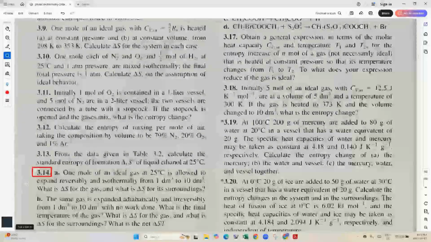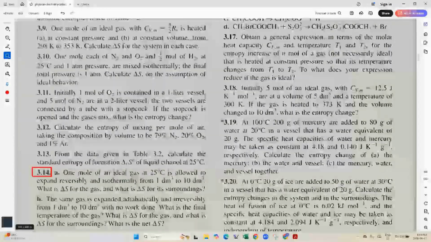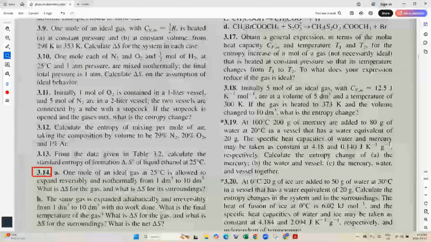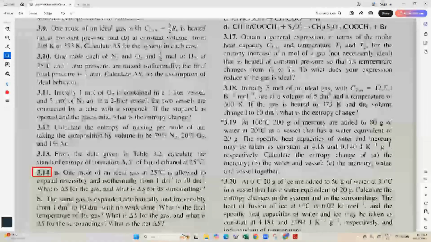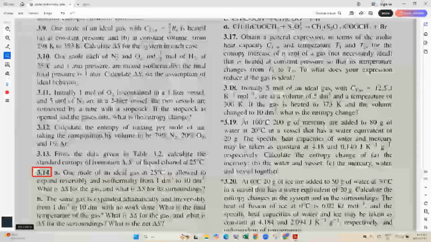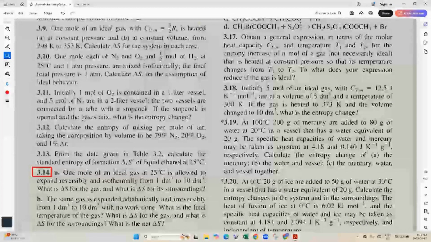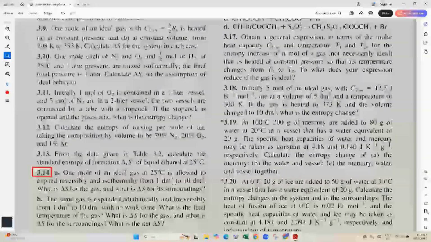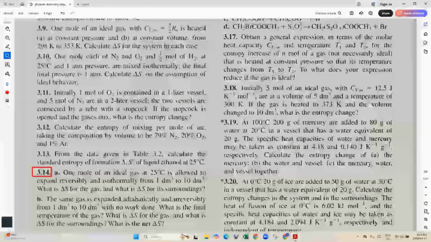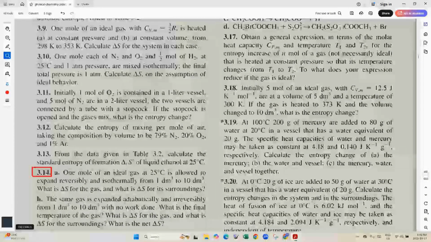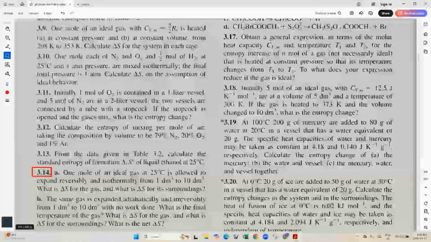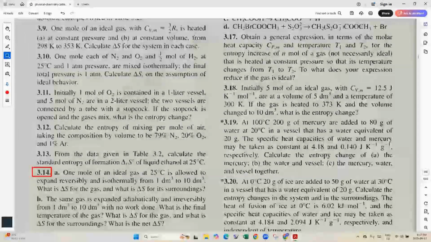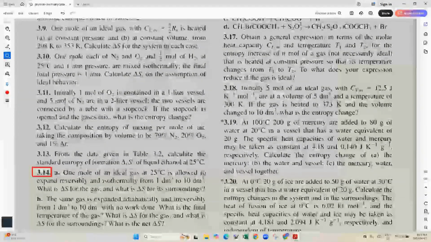Problem 3.14. A. 1 mole of an ideal gas at 25 degrees Celsius is allowed to expand reversibly and isothermally from 1 decimeter cube to 10 decimeter cube. What is the delta S for the gas? And what is the delta S for its surroundings?